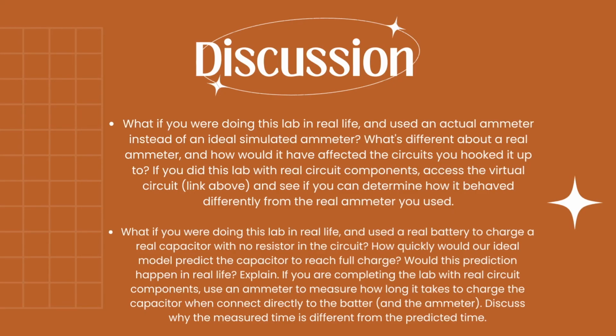For the discussion questions, some possible sources of error in the PHET simulation were the lack of precision of the ammeter due to it only reading to the hundredths place, as well as time estimation errors in part 7. Discussing further, if this lab was done in real life, the real ammeter would have decreased the current in the circuit very slightly due to the non-zero resistance of an ammeter.